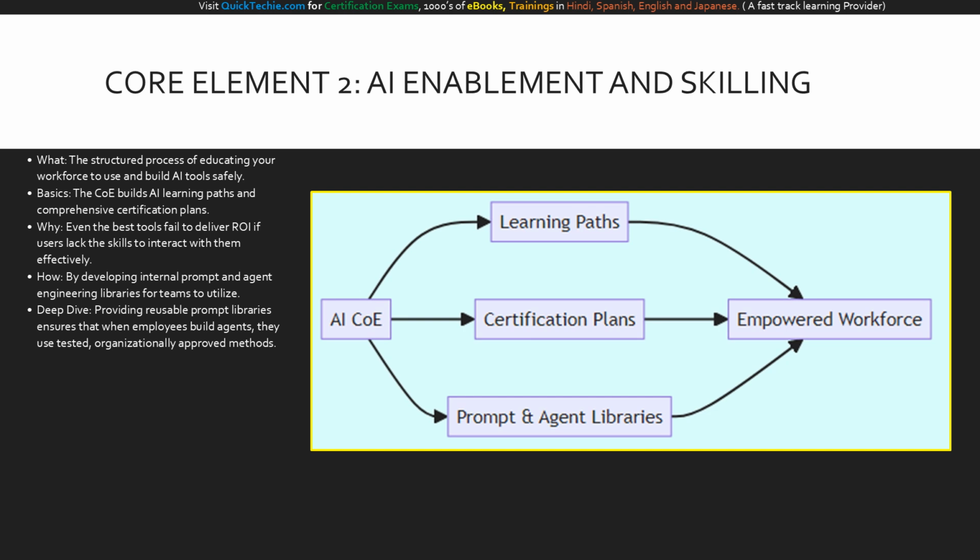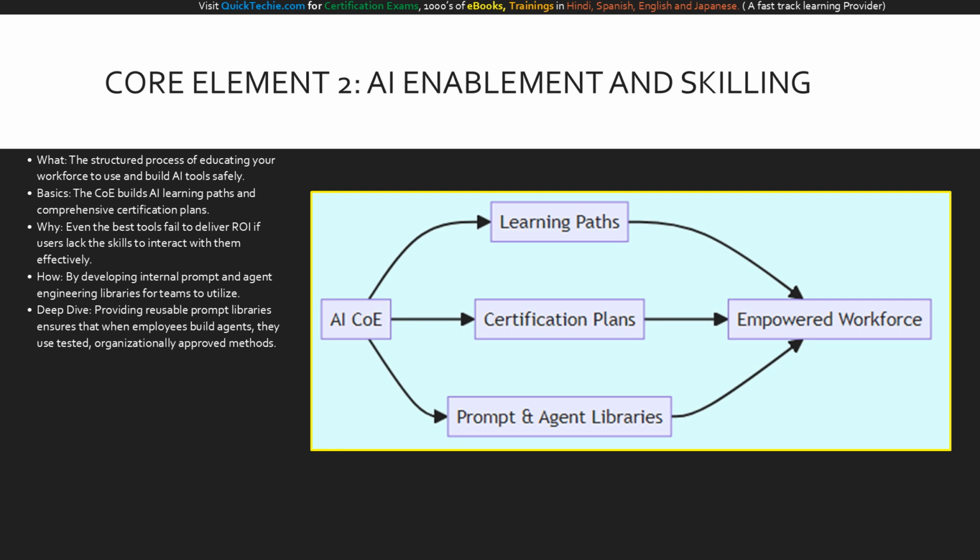How do we achieve enablement? We develop internal prompt and agent engineering libraries. This allows users to rely on proven instructions rather than starting from scratch. Let's take a deep dive here. Enablement is not just generic software training. Your COE must curate specific resources that elevate normal users into AI champions.